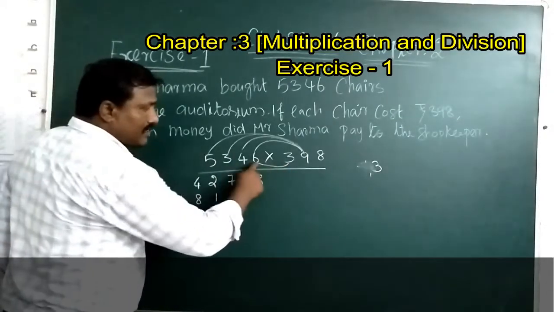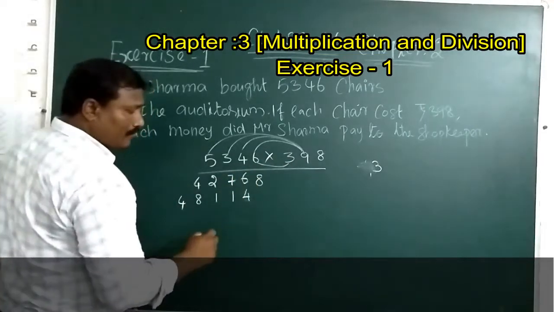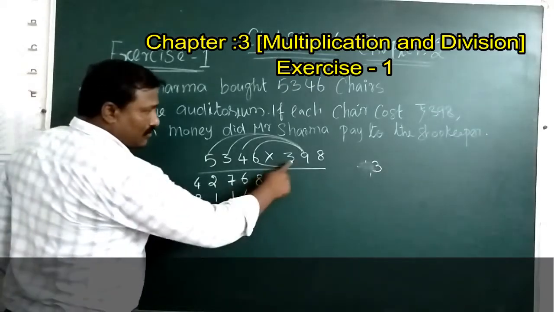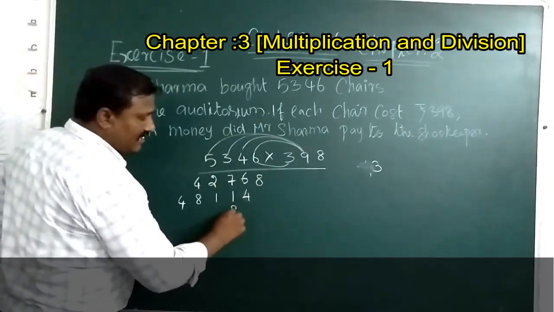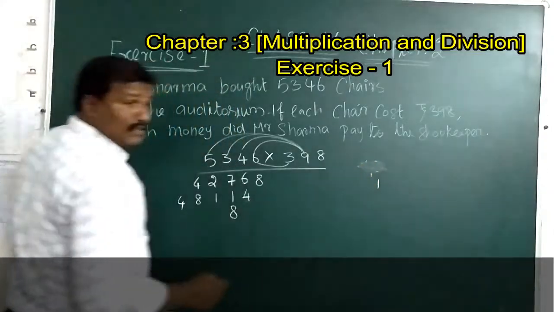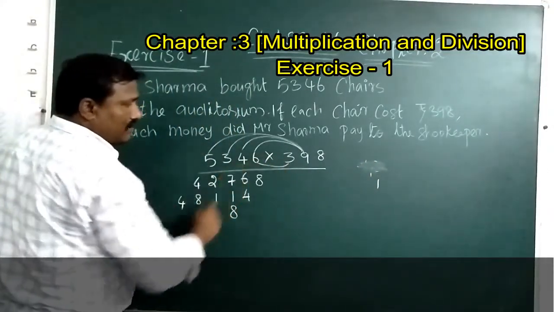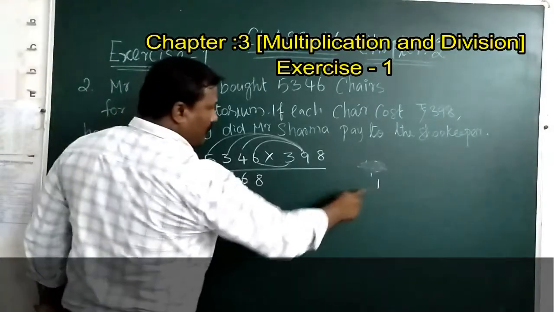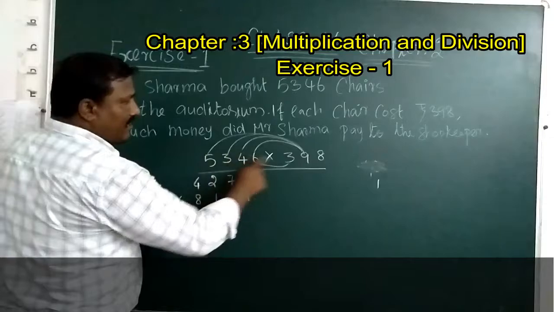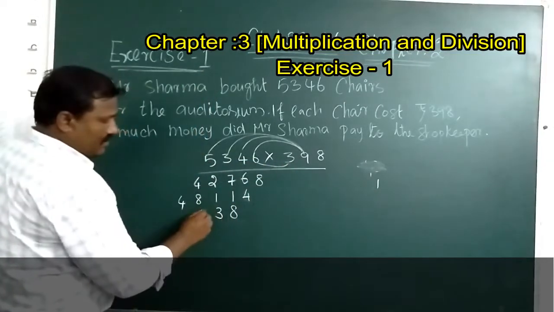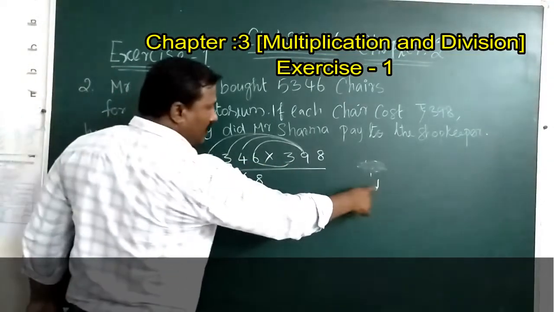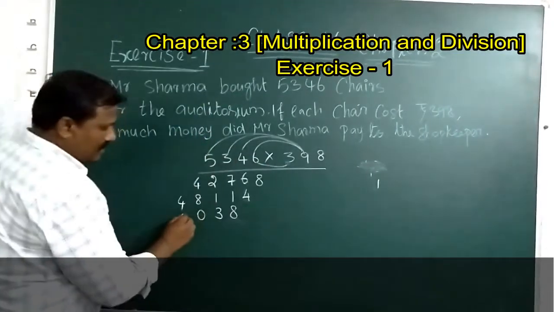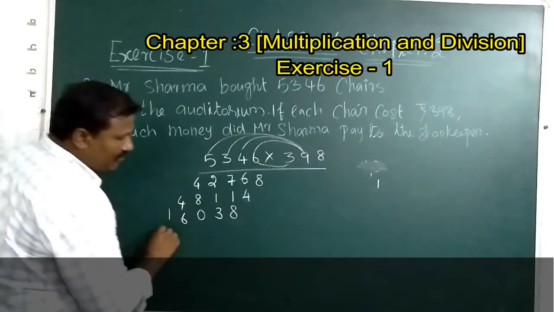So 6 3s are 18. You don't write it here, write one step forward of the second line. 8 here, remainder 1. Now 3 4s are 12, 12 plus 1, 13. So 3 here, remainder 1. Now 3 3s are 9, 9 plus 1, 10. So write 0 here, remainder 1. Then 3 5s are 15, 15 plus 1, 16. 6 here, remainder 1 outside.